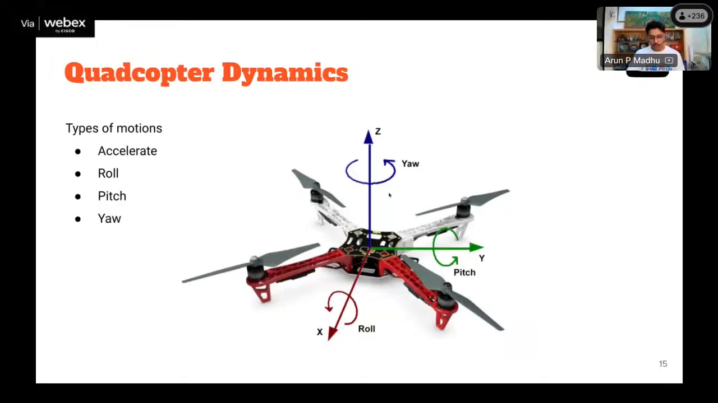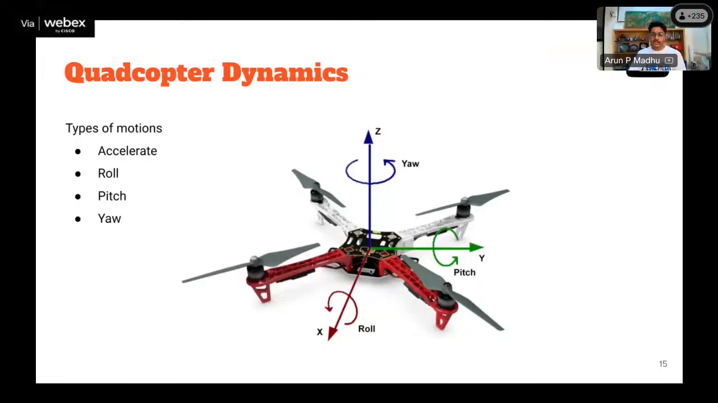So yaw is like we consider the z axis. If we consider a coordinate system for the drone, we have a z axis here, y axis here, and x axis here. So if it rotates around the z axis, it is termed as a yaw. I will show a video demonstrating all these motions, so don't worry. Then we have roll. Roll is around the x-axis. Because of roll, the quadcopter will move side to side, and pitch motion is around the y-axis, and because of this, the quadcopter will move forward and backward.